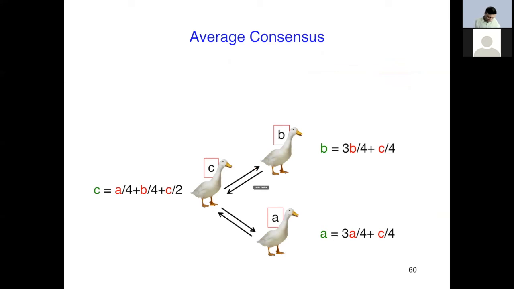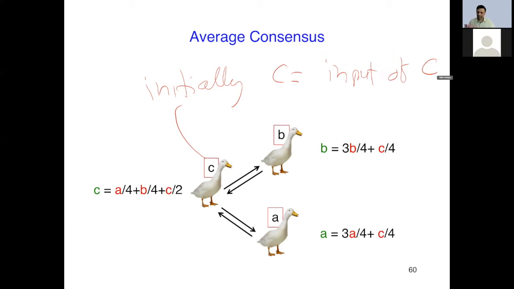Now, initially, the value at agent C is just the input of agent C. So basically, each agent is maintaining this value, what we call the estimate in the previous algorithm. You can call it estimate here too, but it's just a state variable that each agent is maintaining. The state variable is initially the input of that agent, and now it will be updated during an iterative algorithm.